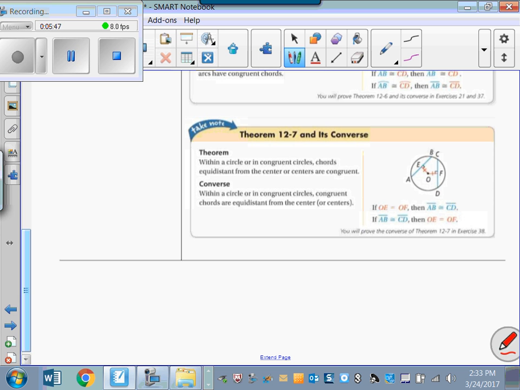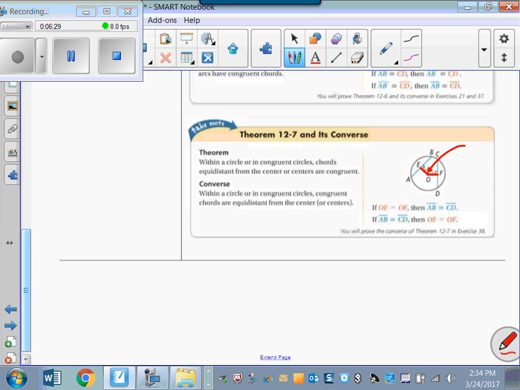And then our next one says within a circle or in congruent circles, chords that are equidistant from the center or centers are congruent. And remember, when we are talking about equidistant, we're measuring the distance perpendicular. So if you look at the diagram here, I've got the center, and the distance from the center to these chords has to be measured perpendicular. If I know those are the same, then I know the chords are congruent. And the converse: if the chords are congruent, then I know they're equidistant from the center.